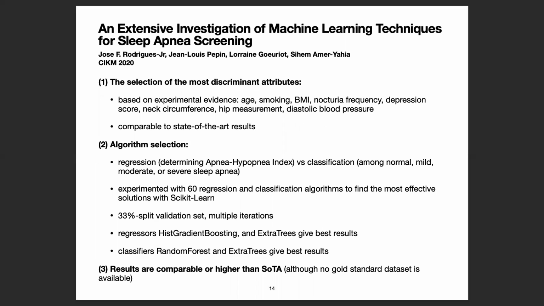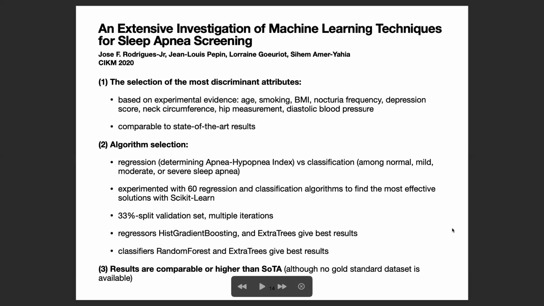So the first part, the most discriminant attributes. Based on experimental evidence, we showed that age, smoking, and body mass index were very discriminant attributes. This is actually comparable to state-of-the-art results, and these results are very interesting for our medical colleagues, who showed great interest in the correlation between sleep apnea and all the other factors.